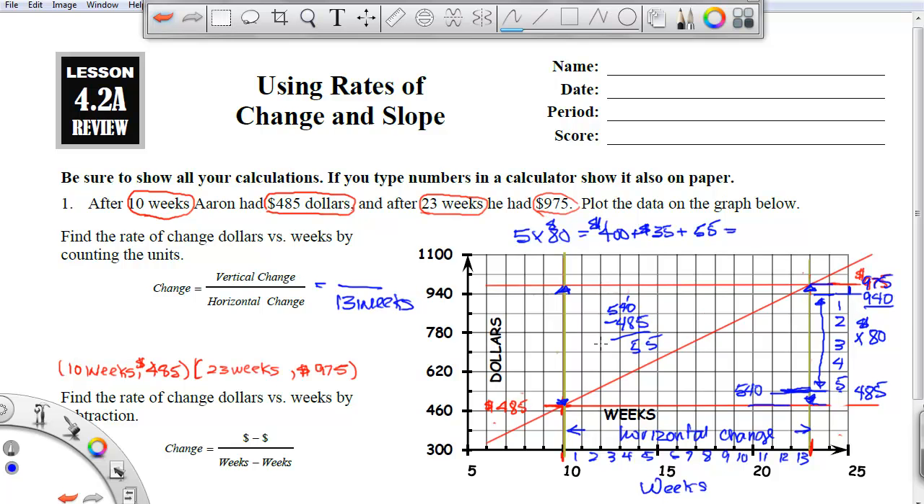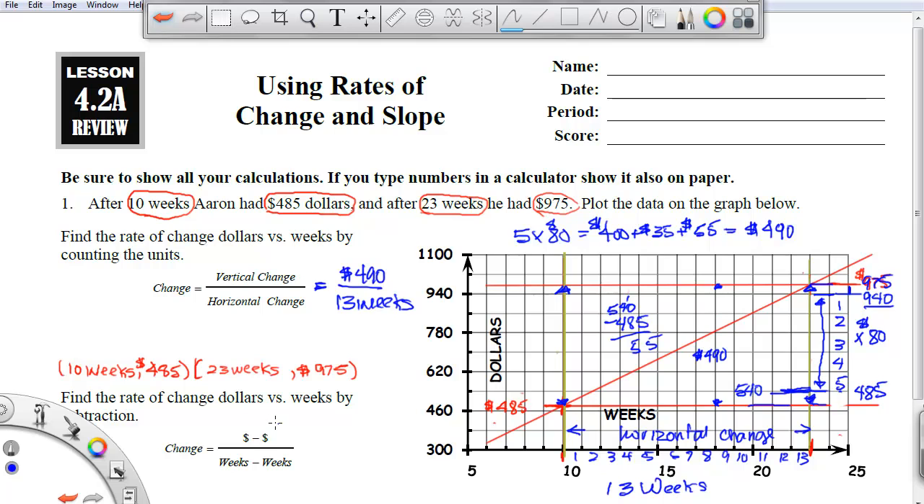So now when we take a calculator and add all those up, we get $490. So the change in money from here to here is $490. The change in weeks from here to here is those 13 weeks. So now we know our vertical change divided by our horizontal change. So we know that is 490. So $490 over 13 weeks.